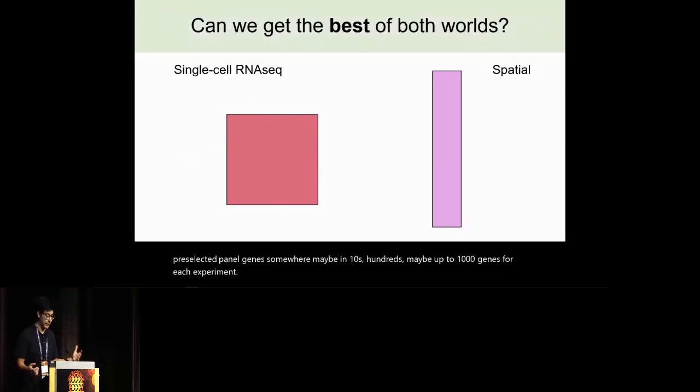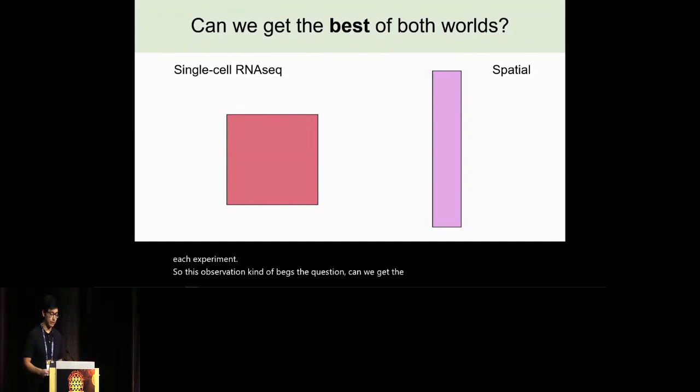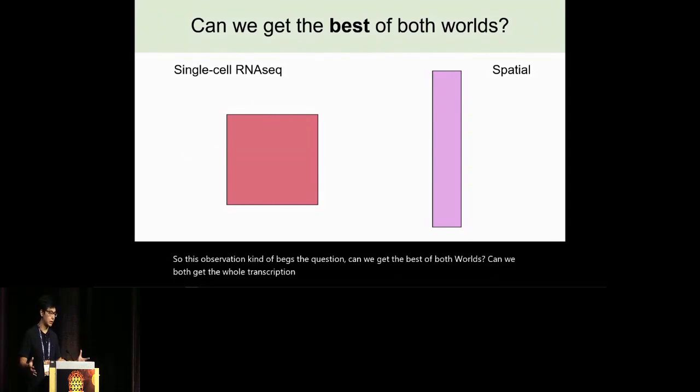So this observation begs the question, can we get the best of both worlds? Can we get both the whole transcriptome coverage of single-cell RNA-seq and also the spatial information captured by these imaging-based technologies, with the order of magnitude greater number of cells in that case?